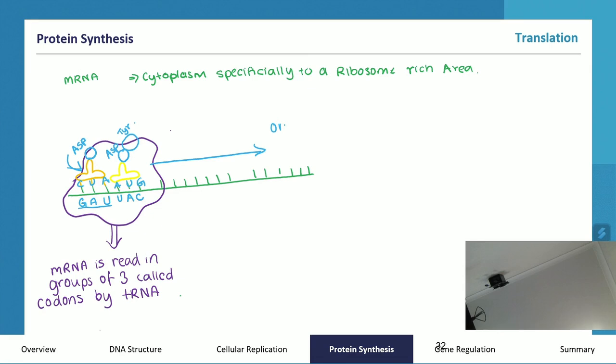But once the stop codon is hit, the ribosome and the tRNA will stop the translation process, and the chain of amino acids, which has been produced, also known as a polypeptide chain, will break off the tRNA and the ribosome.